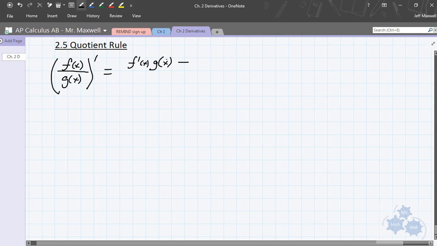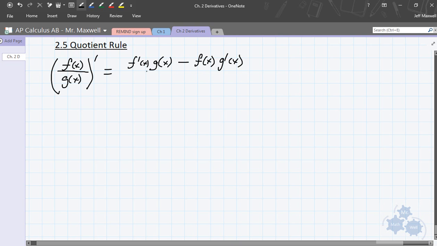And then we're going to do very similar to the product rule. It's the top times the derivative of the bottom. So that looks a lot like the product rule, correct? Except for the minus. So it's very much the same except for the minus.